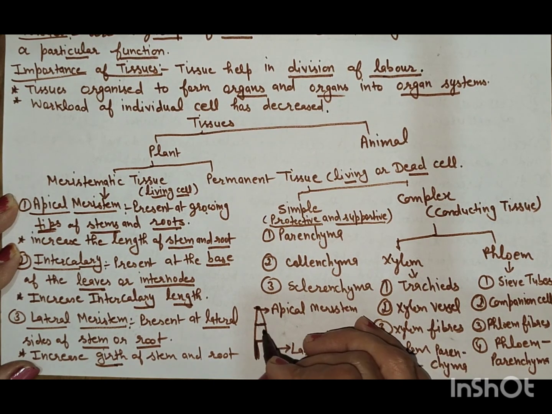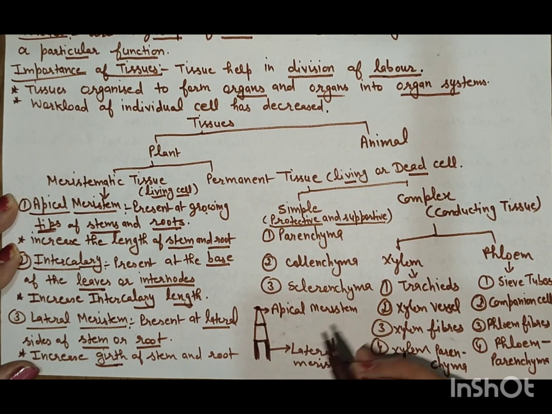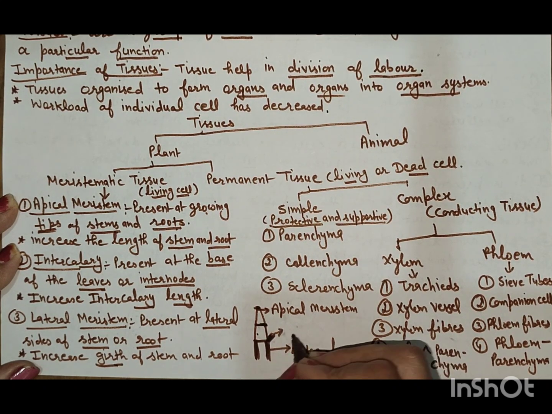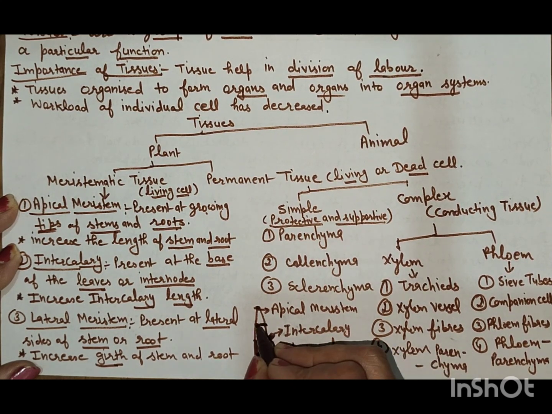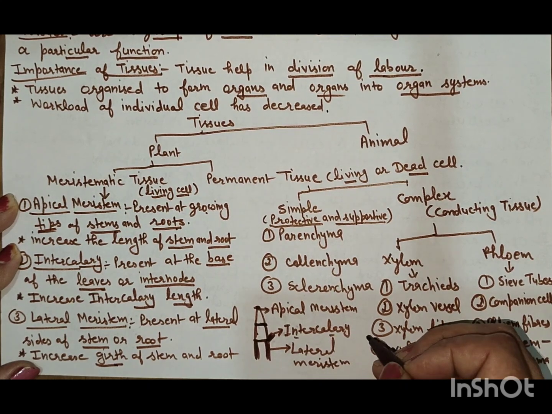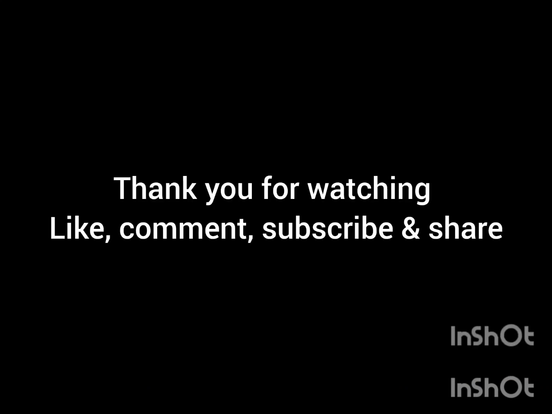Intercalary. These are the nodes and this is the internode, and here the branches or twigs arise. This is called intercalary meristem, and it increases the length of the node and internode. The length of the node or internode is increased by the intercalary meristem.